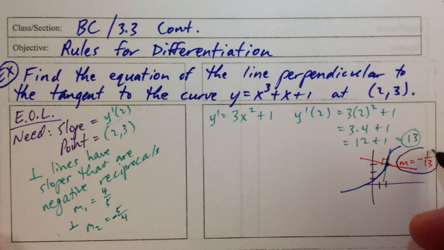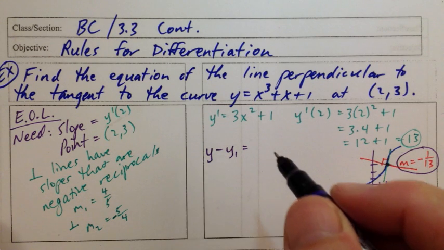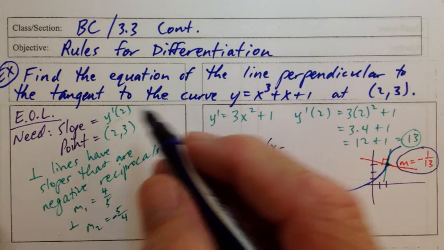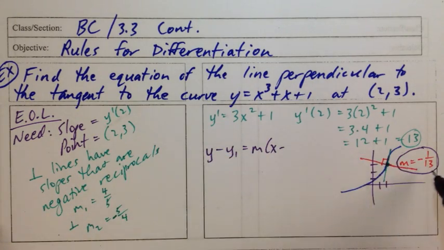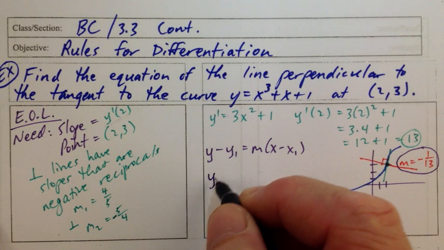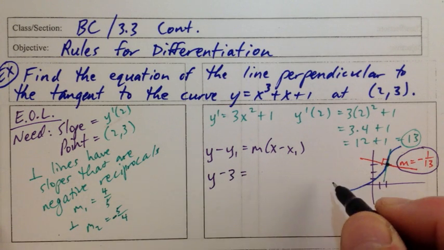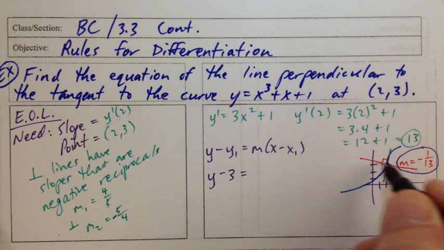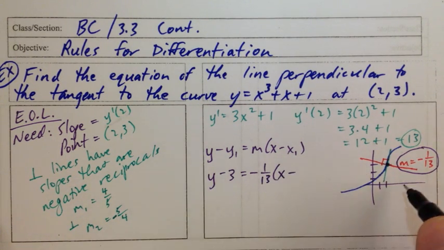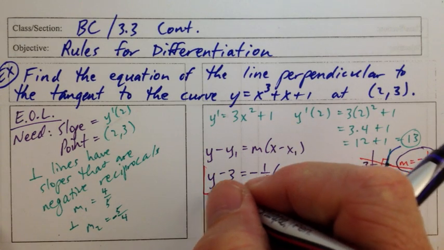But nevertheless, we have the slope of the line perpendicular. That's our negative 1 over 13. We already know the point. And so we just use point-slope form of a linear equation. That's what we're trying to find: the equation of the line perpendicular to the tangent to the curve at (2, 3). So we just replace the y1 with the y-coordinate of the point. We replace m with our slope of this orange line, which is negative 1 over 13. And then we replace our x1 with the x-coordinate of that point, which is 2, and we are done. Okay, that's it.